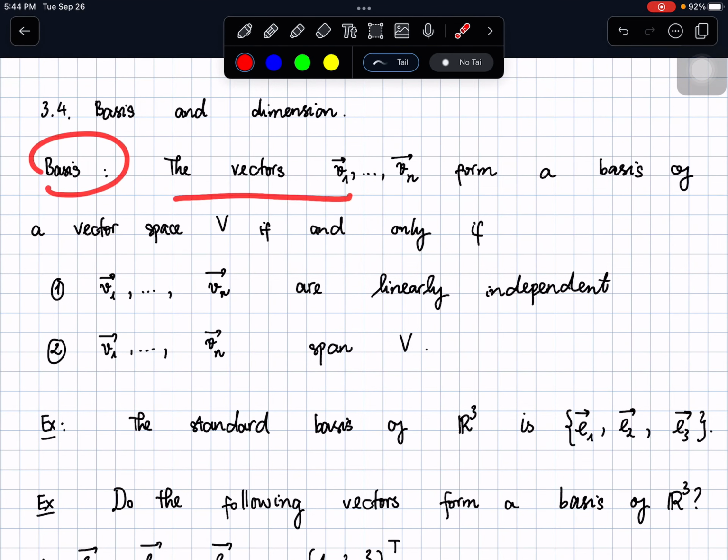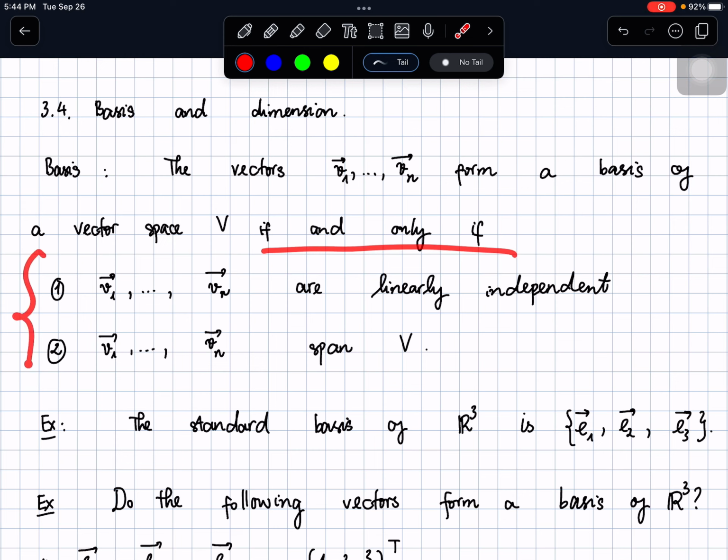The vectors v1 to vn form a basis of the vector space V if and only if two conditions hold. The first condition: this set of vectors is linearly independent. And the second one: they span the vector space V. So to form a basis of the vector space, these vectors need to be linearly independent and they need to span the whole vector space. So there are two conditions.